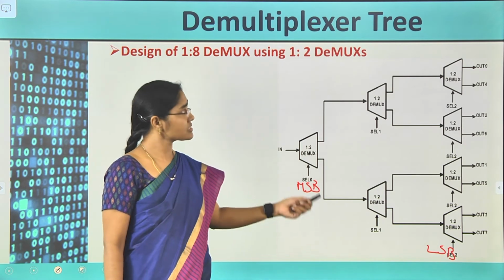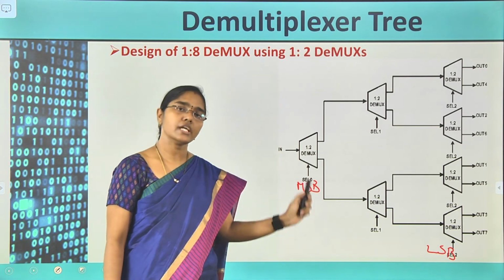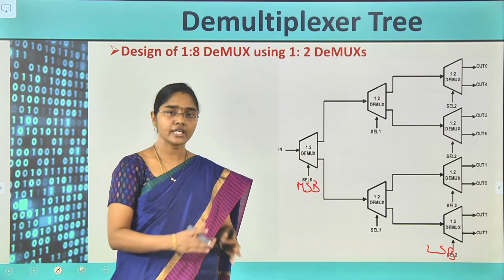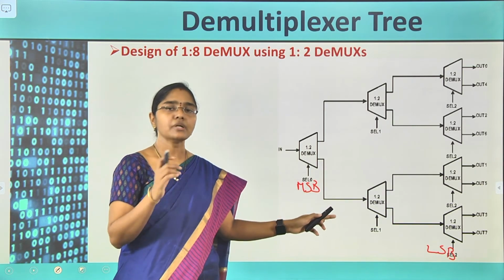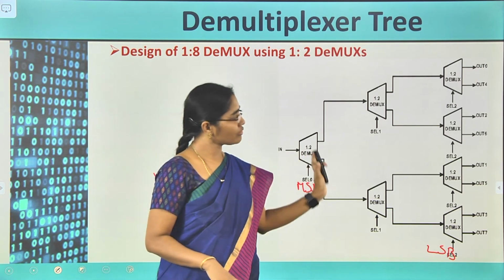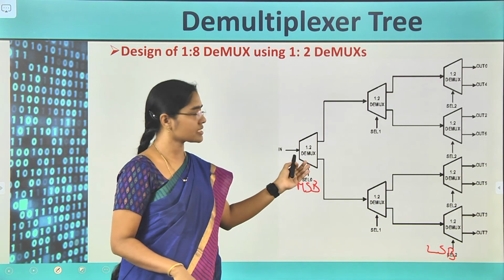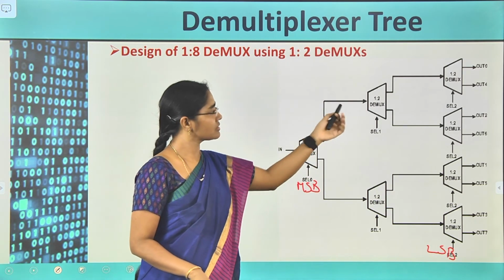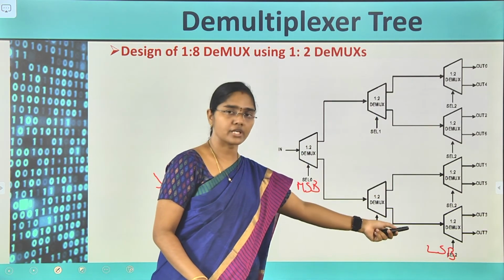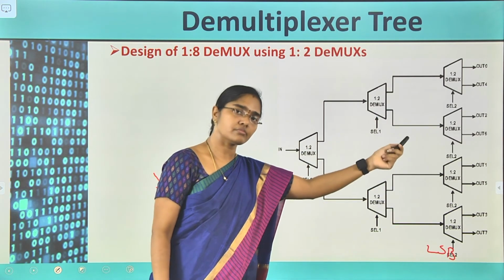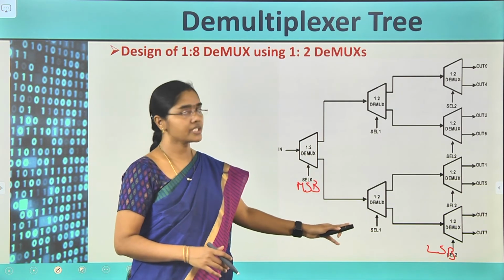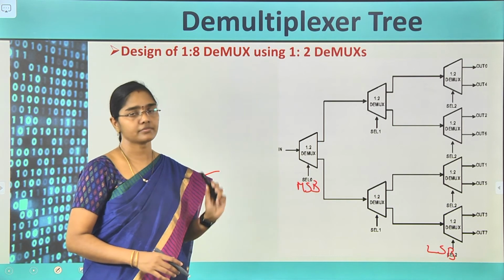Okay, so this is implementation of 1:8 demux using 1:2 demultiplexers. Like this, it is called a demultiplexer tree. Why is it called a demultiplexer tree? It is made of demultiplexers. Let's take one point, and from this 2 branches, then from each of these again 2 branches, and from these again 2 branches. If a next level is there, the branches will increase. Therefore it is called a demultiplexer tree.